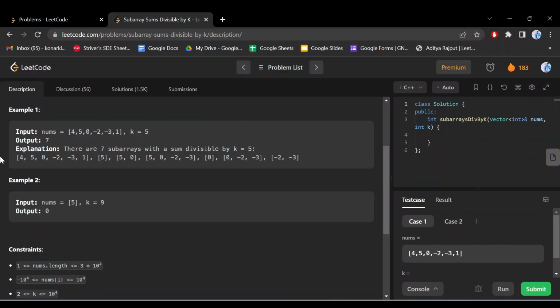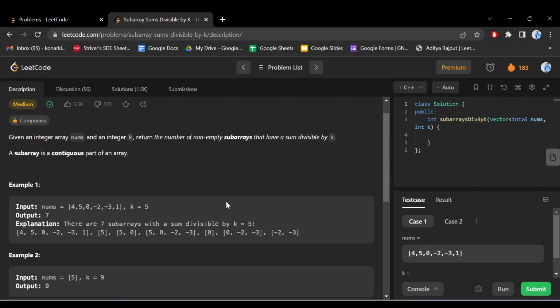And is that our answer? Yes, that is our answer, 7. Now let's code it up.